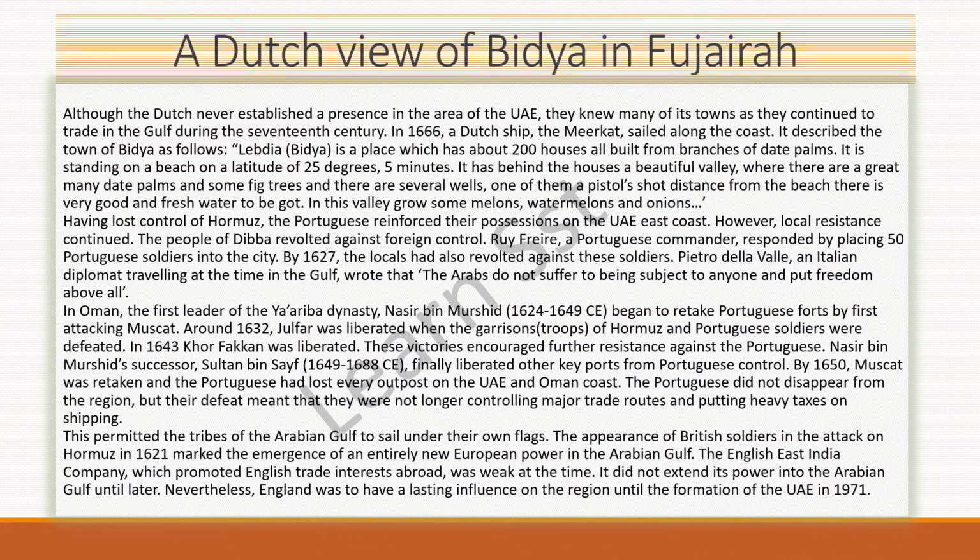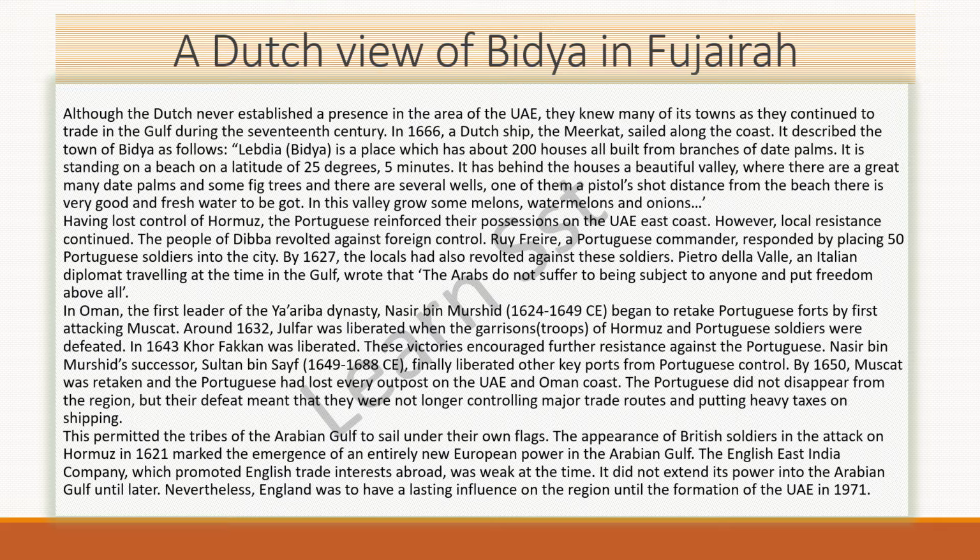So here we have a Dutch view of Bidya in Fujairah. So how did the Dutch people look upon this region of Bidya? Although the Dutch never established a presence in the area of UAE, they knew many of its towns as they continued to trade in the Gulf during the 17th century. In 1666, a Dutch ship, the name of the ship was the Mercat, sailed along the coast. It described the town of Bidya. So how does the description go on? It goes like this.